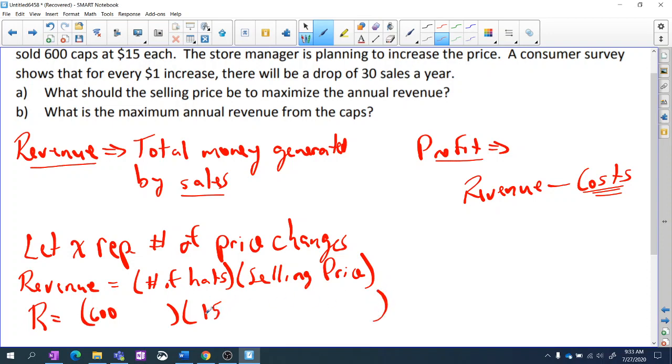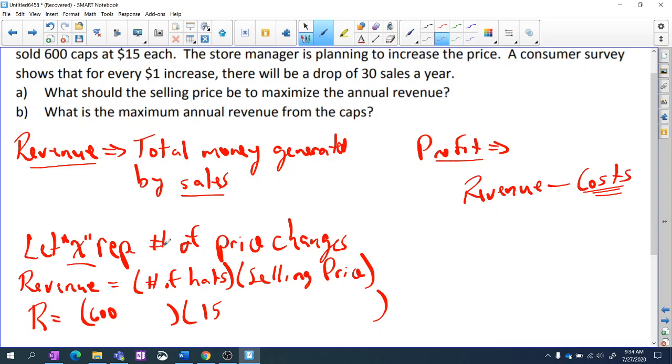Now, if you do the math on that, they were making $9,000. 15 times 6 is $9,000. $600 times 15 is $9,000. So they want to see if they can make more. Well, so this is where your variable comes in. X.